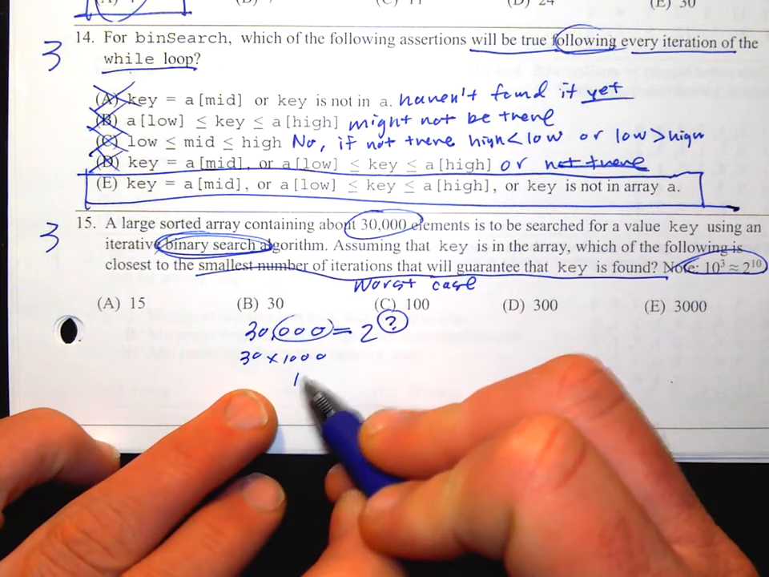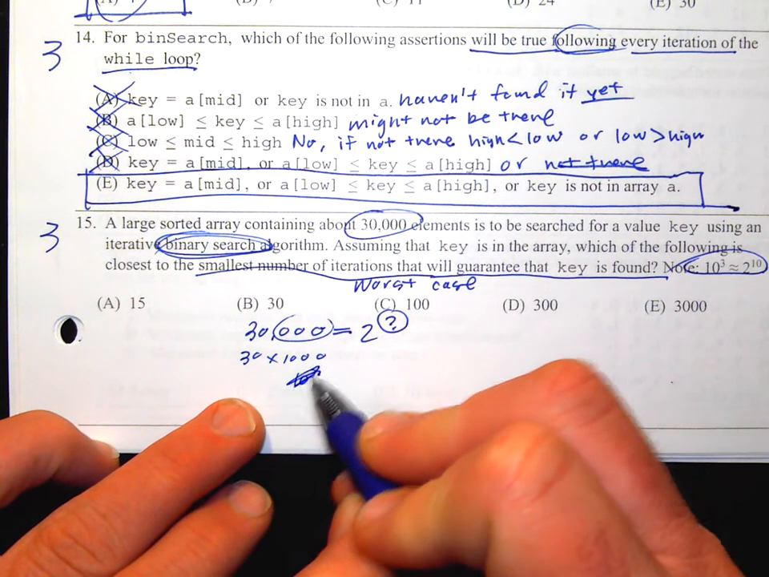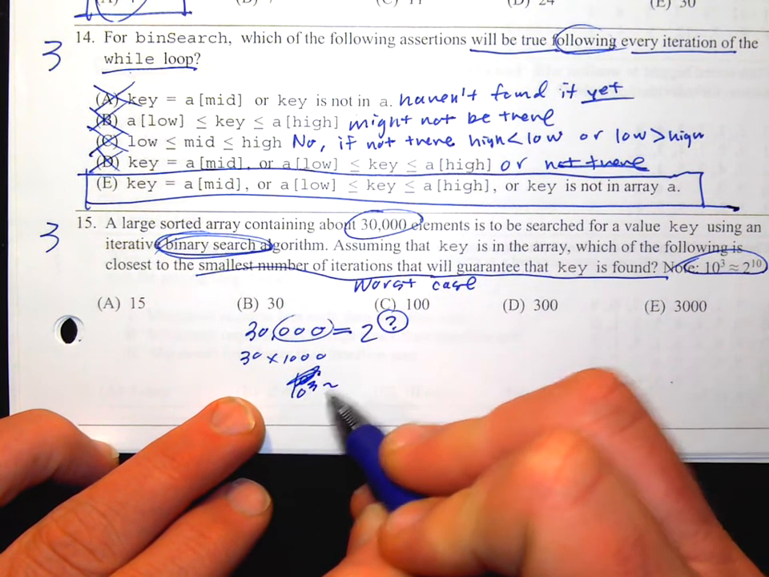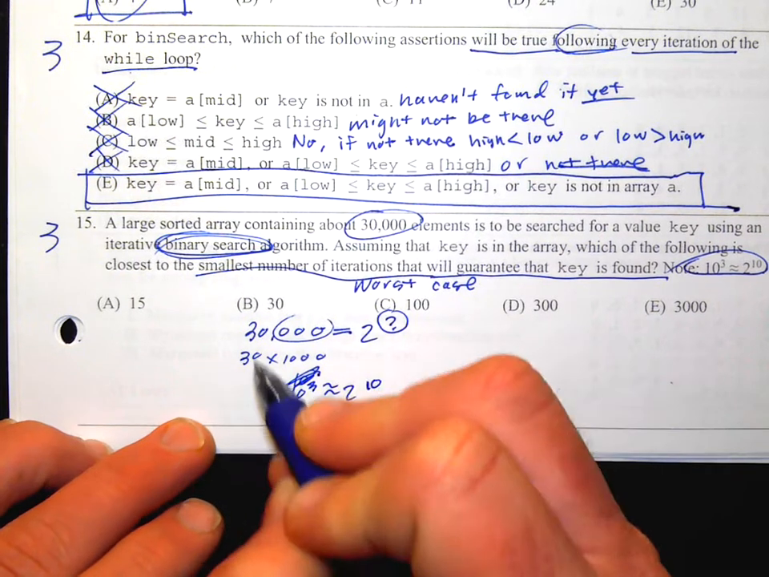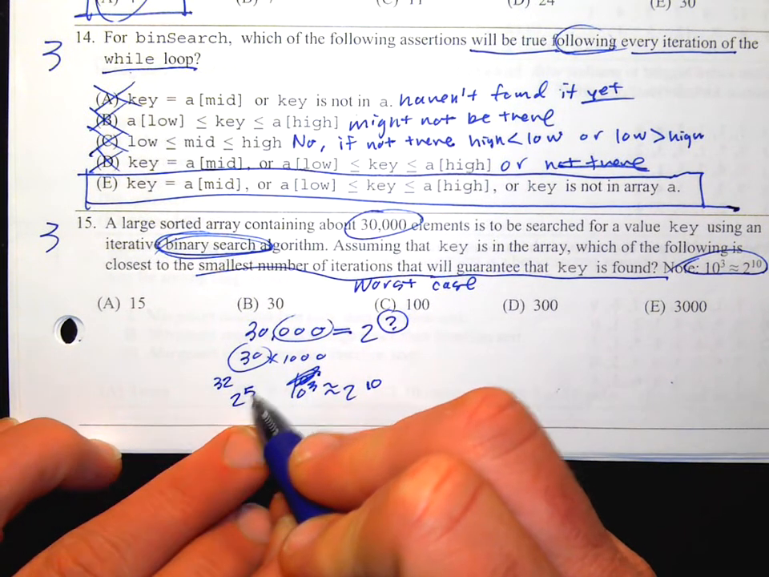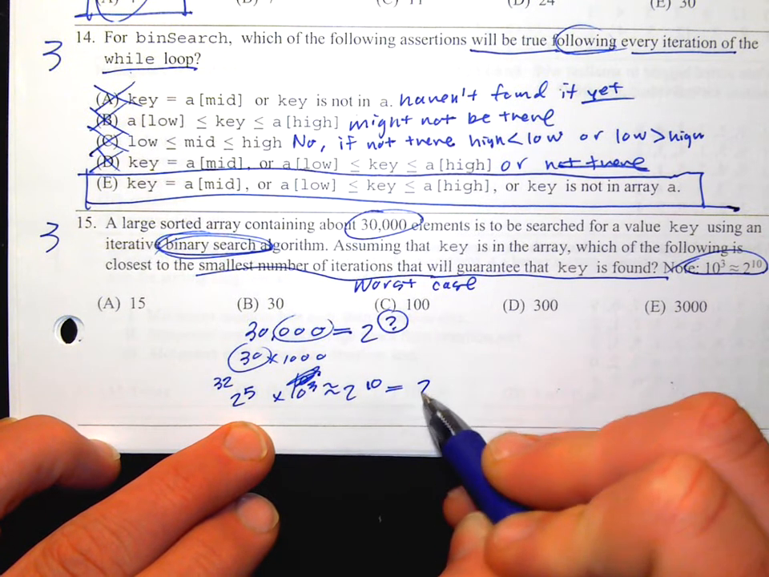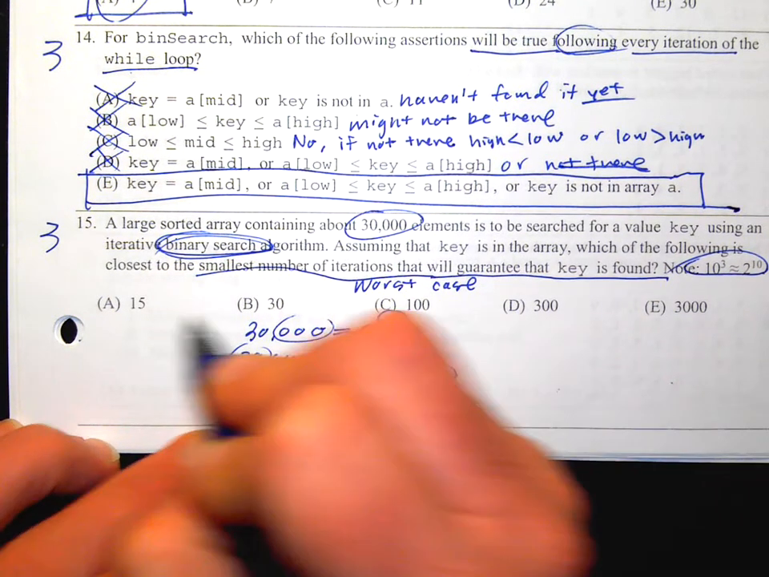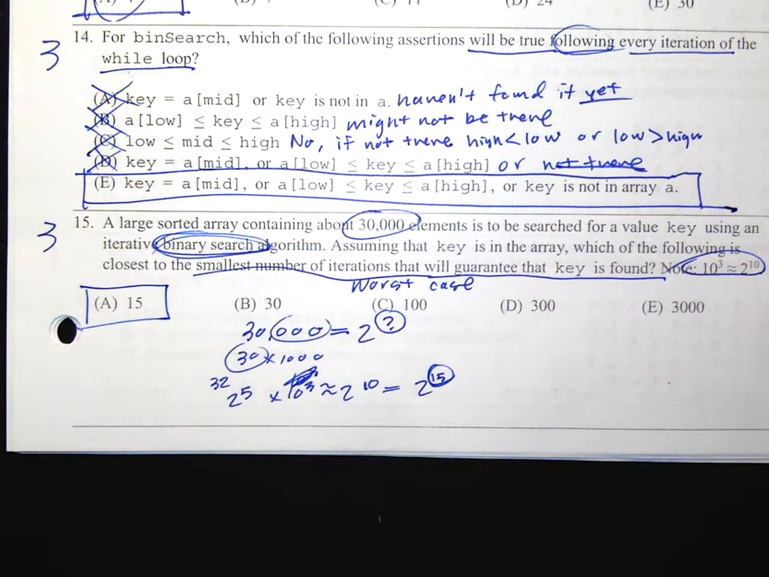1,000 is 10 to the third, and they're saying that's about 2 to the 10th. Now, 30 is close to 32, which is about 2 to the 5th. And rules of exponents say that you would add these. And so you could use that approach if you remember that trick.